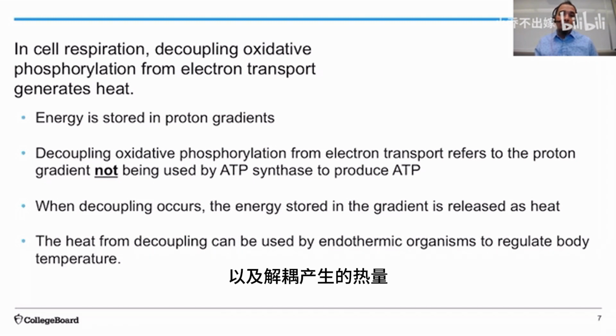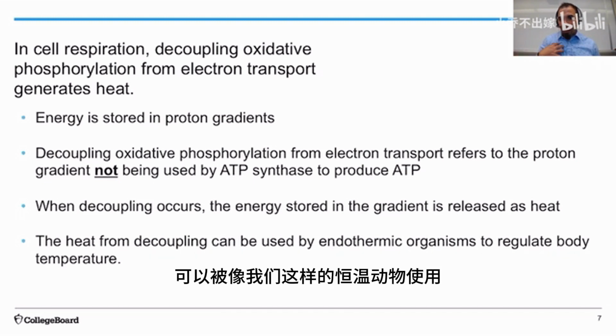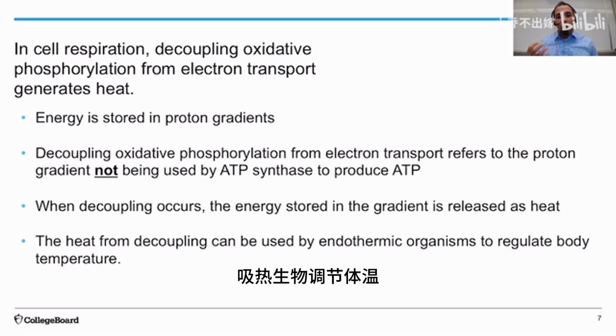And that heat from decoupling, separating the processes, can be used by endotherms like us, endothermic organisms, to regulate body temperature. Again, a lot of terms going on there. Pause the video, go back to the previous slide, draw out the picture. But the key point there is that when we decouple oxidative phosphorylation, we release some heat that can be used to regulate body temperature.